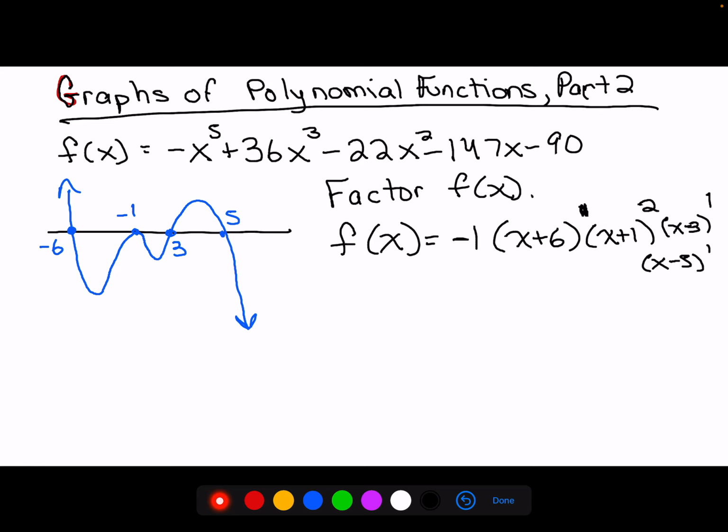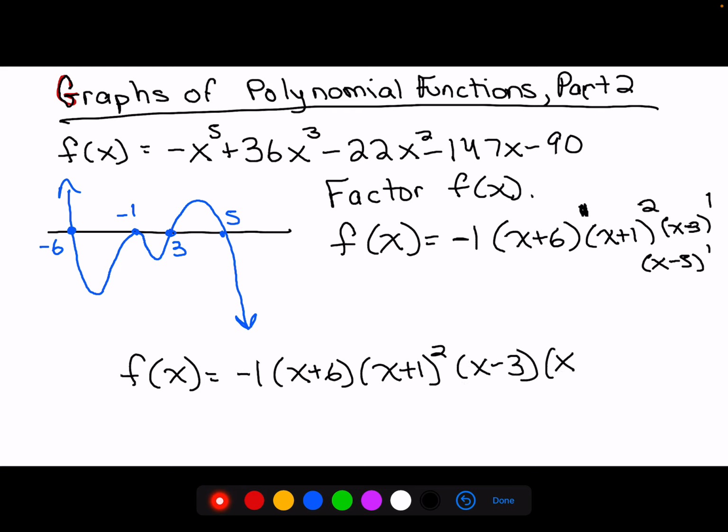So now we're set. So the final factored version of f of x is -1 times x plus 6 times x plus 1 squared times x minus 3 times x minus 5. So there you go. There you have it. So that's not too bad, huh?